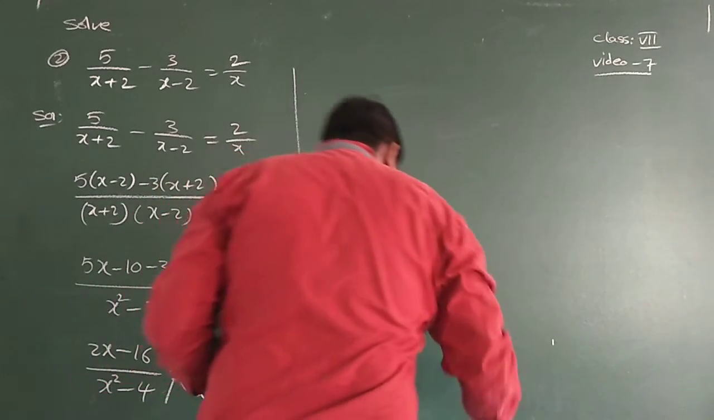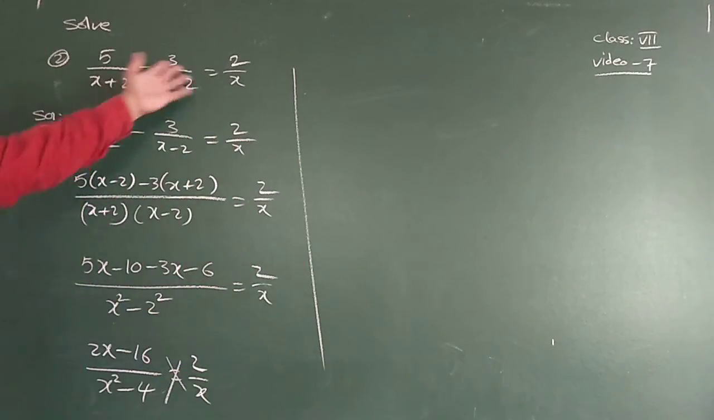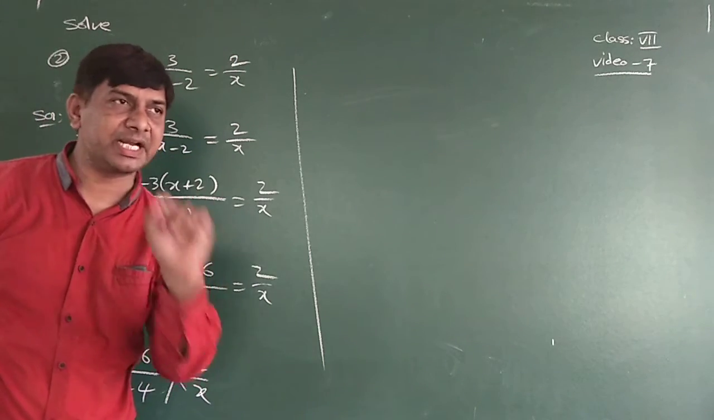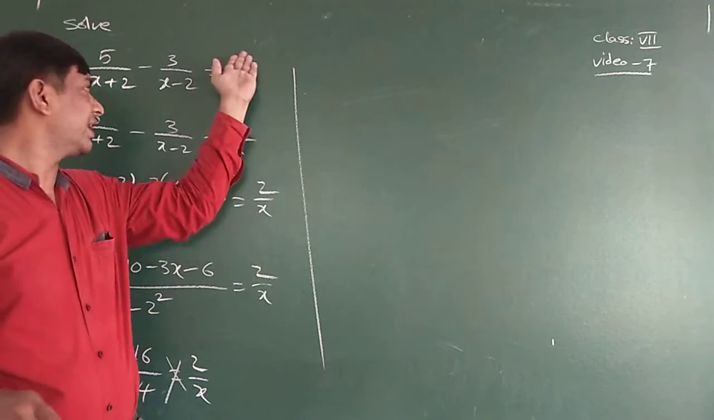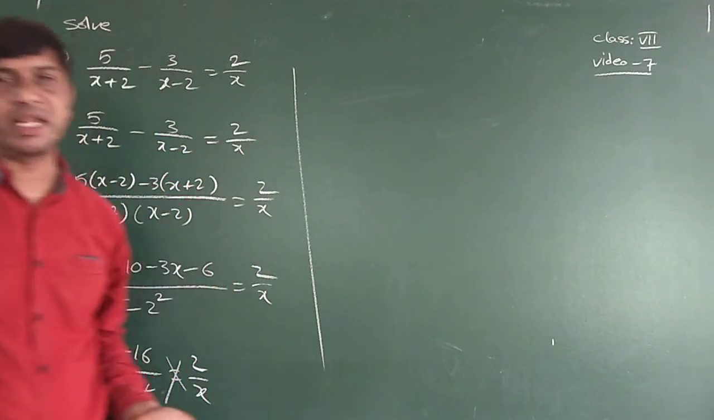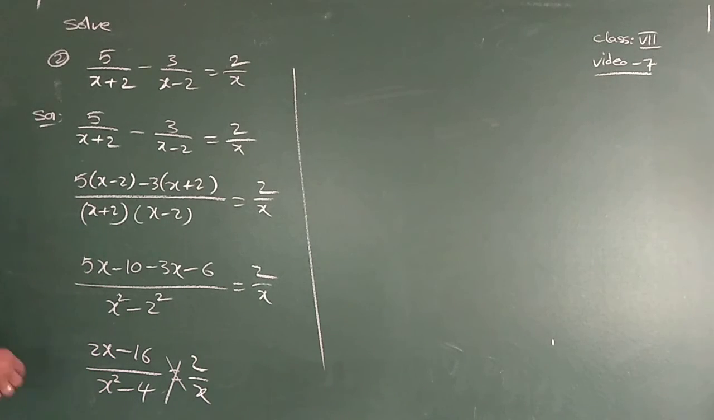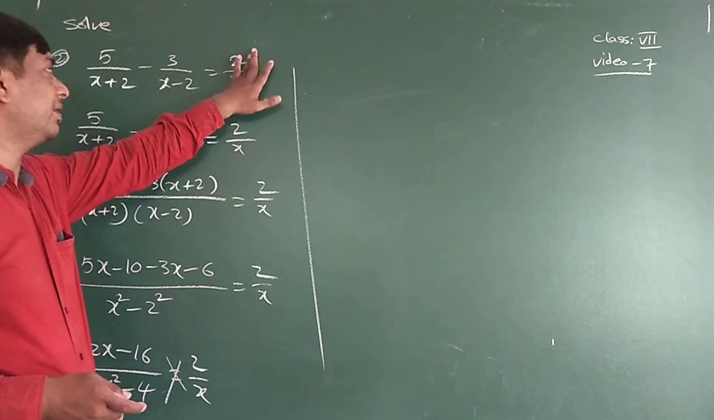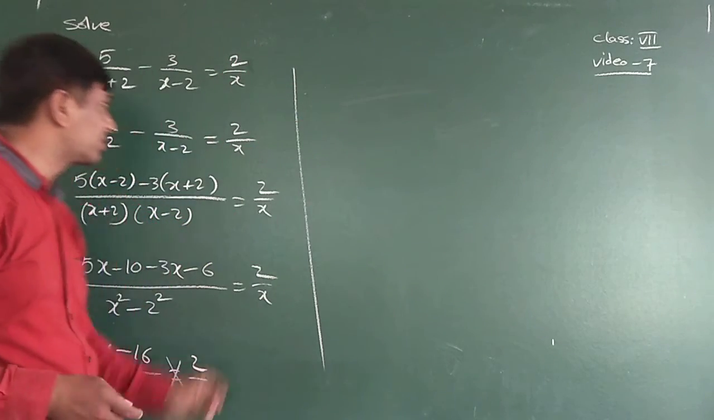Please correct the question. There is a correction here. I wrote 3 here, but it is 2. If I don't correct it and take 3, I get a quadratic equation, and we would again have to do factorization. So please correct it: it is 2, not 3.